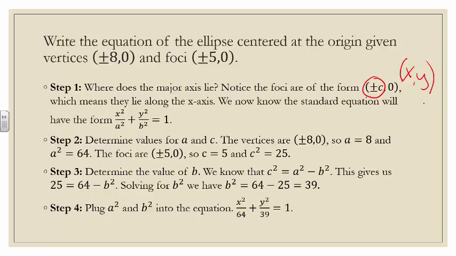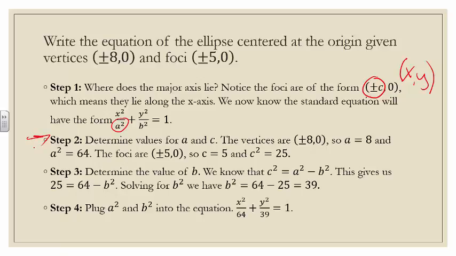Step 2. Determine values for a and c. The vertices are plus or minus 8, comma 0, so a equals 8, and a squared equals 64. The foci are plus or minus 5, comma 0, so c equals 5, and c squared equals 25. So far, we've gotten the a squared piece of our equation in step 2.